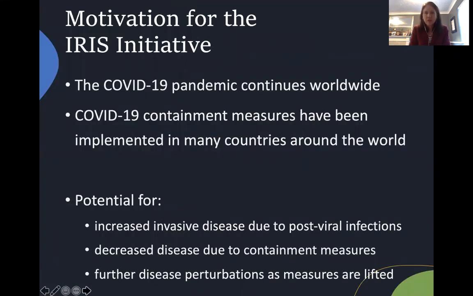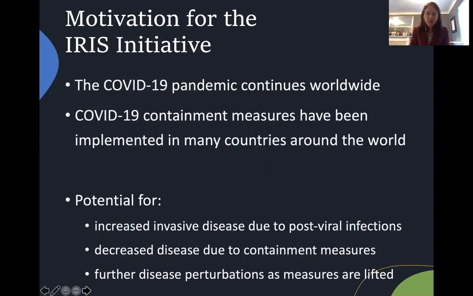Now, we set up the IRIS Initiative in the midst of the COVID pandemic. The COVID pandemic has affected the entire world, and every country has implemented some sort of containment measures to try to block the transmission and spread of the coronavirus. So some of us were having discussions around what this might mean for invasive bacterial infections.